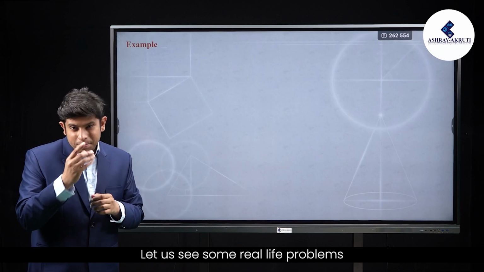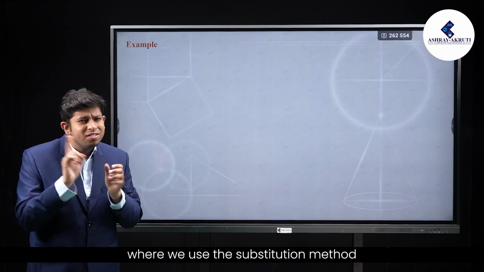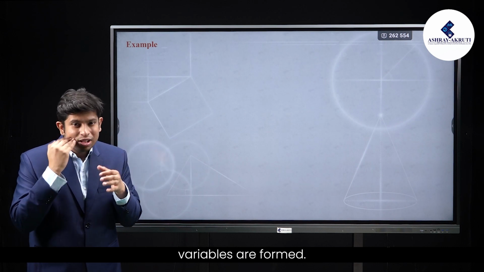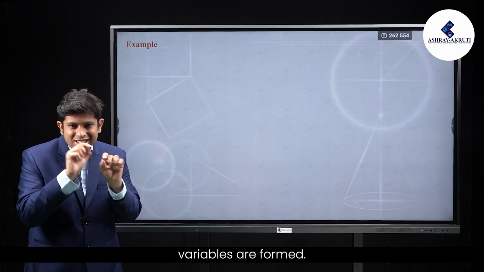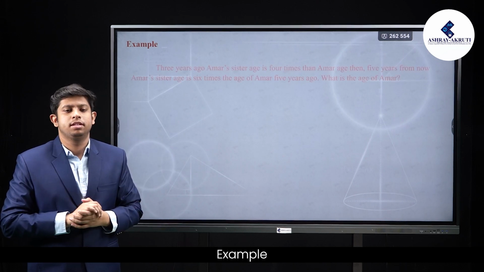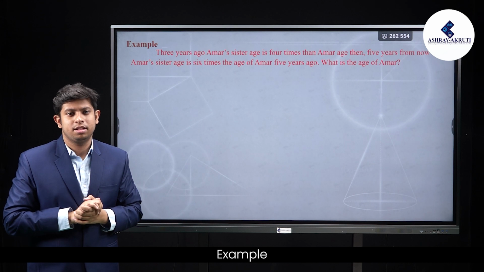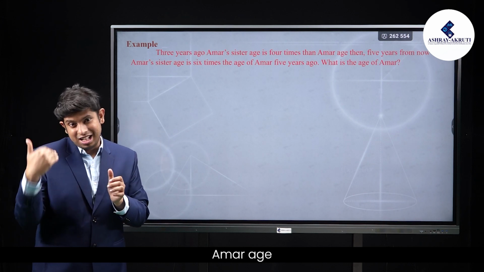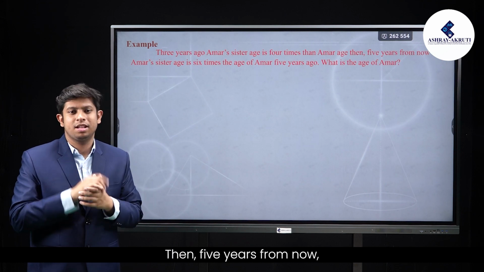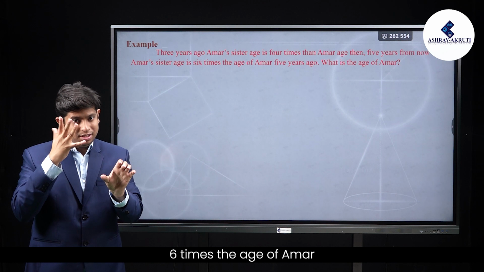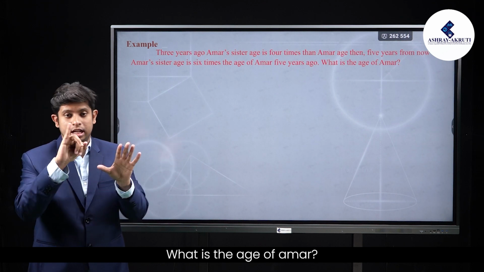Let us see some real life problems where we use the substitution method when a pair of linear equations in two variables are formed. Example: 3 years ago, Amar's sister's age was 4 times Amar's age. Then 5 years from now, Amar's sister's age will be 6 times the age of Amar 5 years ago. What is the age of Amar?